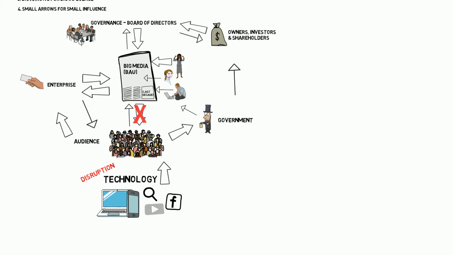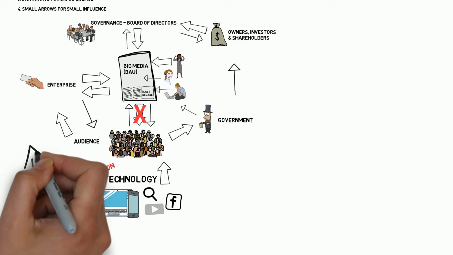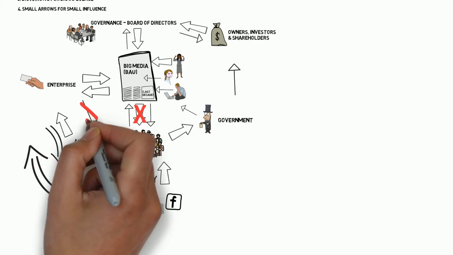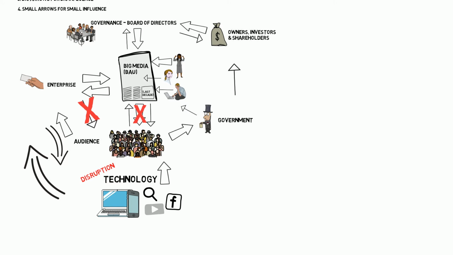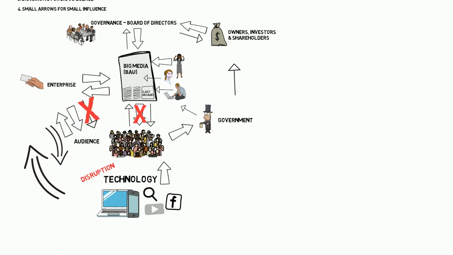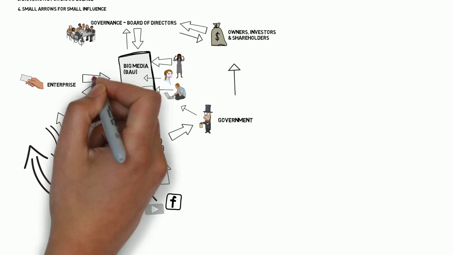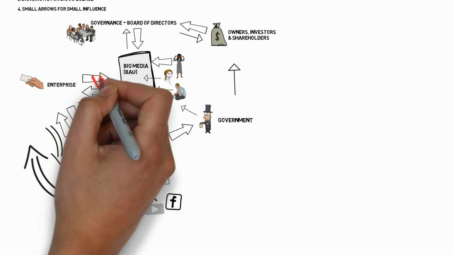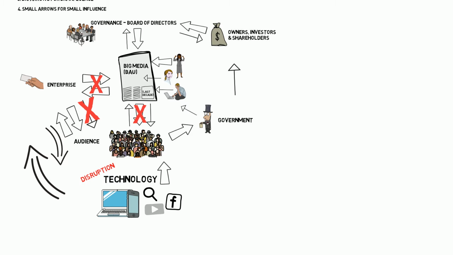Technology has also had a big influence on enterprise. Enterprises have been exploring the ways in which they can use technology to ultimately increase their direct influence on the audience instead of via the media companies. And so that power dynamic has also shifted, where we're seeing less of an influence on the media from the media companies on enterprise and vice versa.